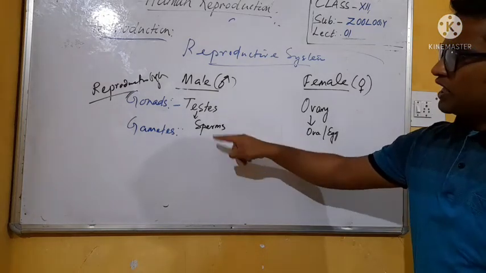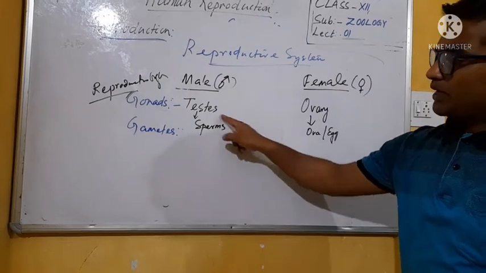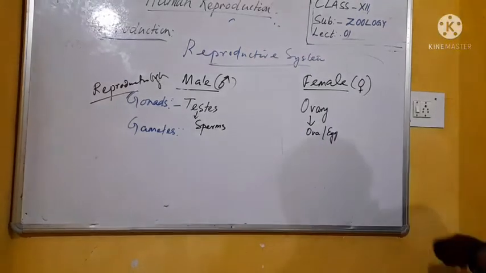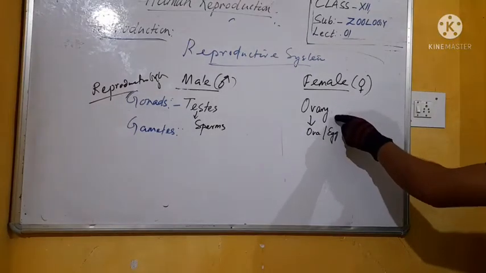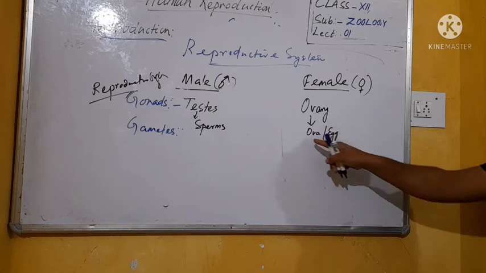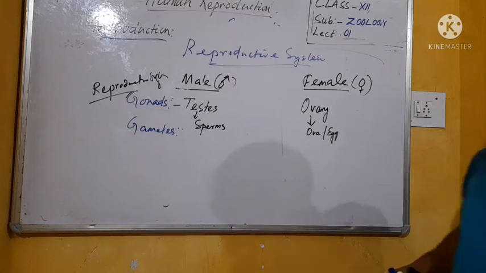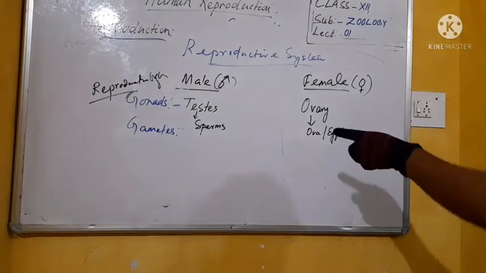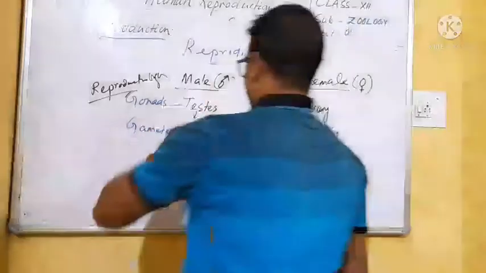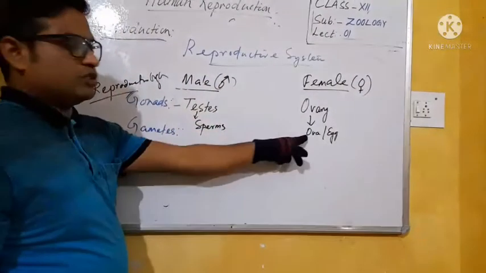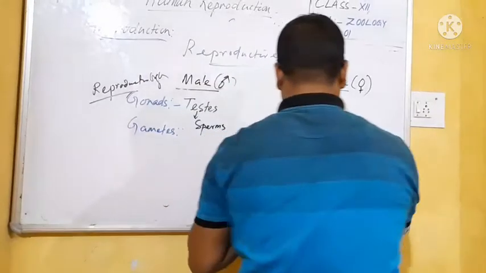Testis produce which type of sex cells? Your answer will be sperm. Ovary produce dash sex cells, ova or egg. Next, gametes. Male gamete is sperm, female gamete is ova or egg. Next, student.